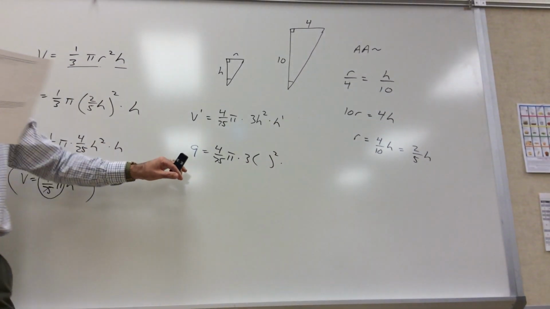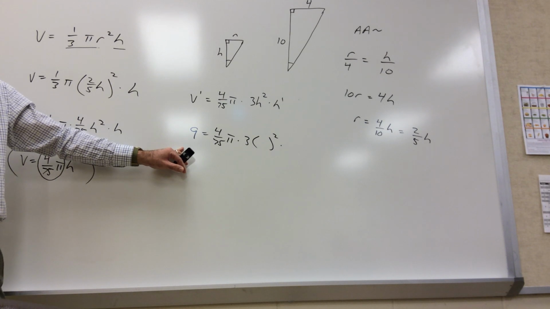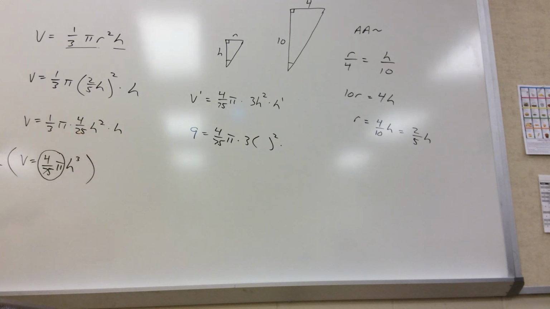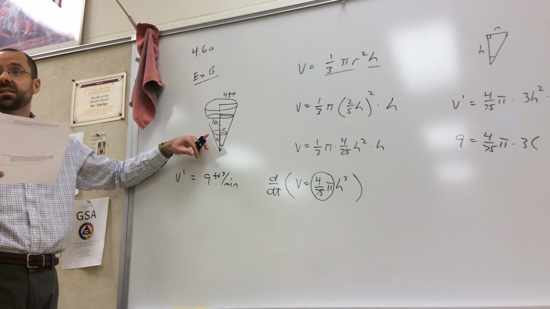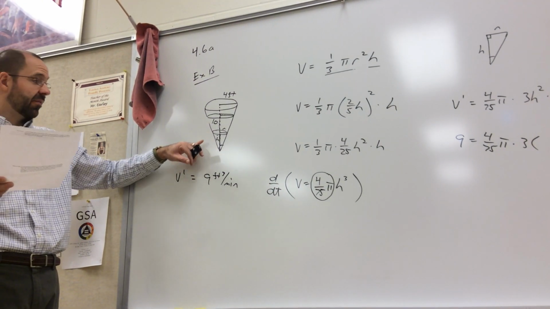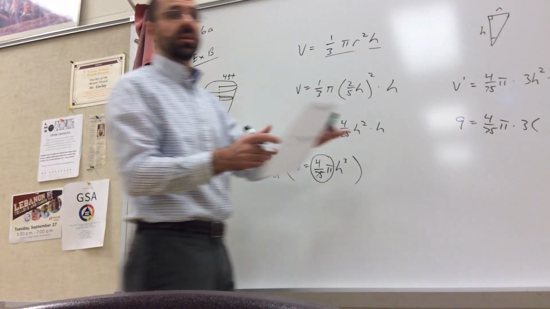And let's read the question again. The question says, how fast is the level rising when the water is 5 feet deep? So it's talking about the water level. So that's the h. And it's talking about how fast the water level is changing. So how fast h is changing. So the question's asking for h prime.